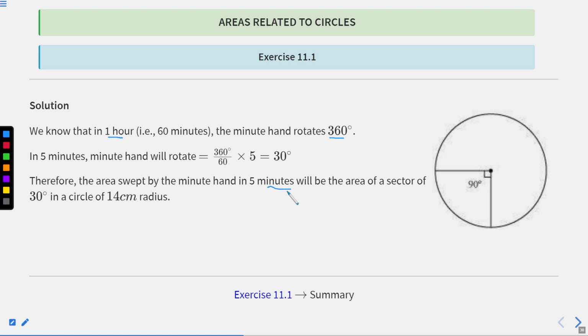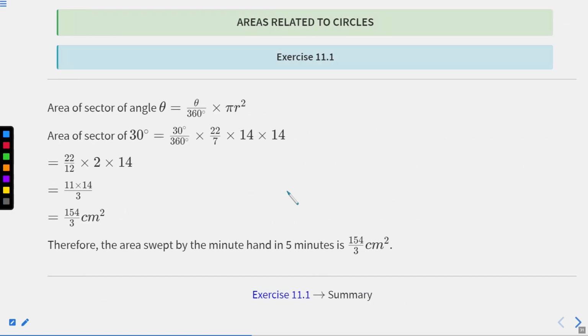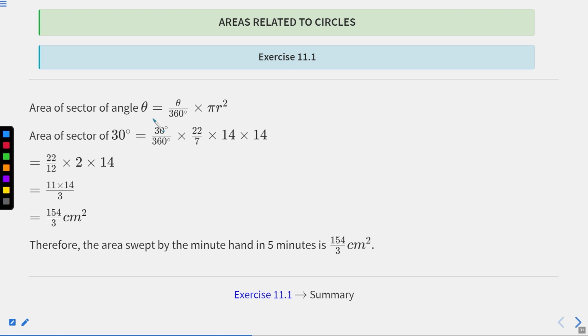So we get this idea. The area swept by the minute hand in a clock in 5 minutes will be the area of the sector of angle 30 degrees in a circle of 14 centimeter radius. Now the area of a sector of angle theta, that is known to us, is equal to theta by 360 degrees into pi r square.